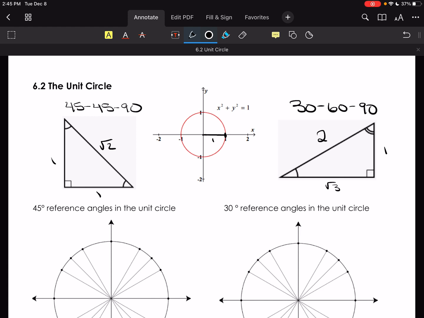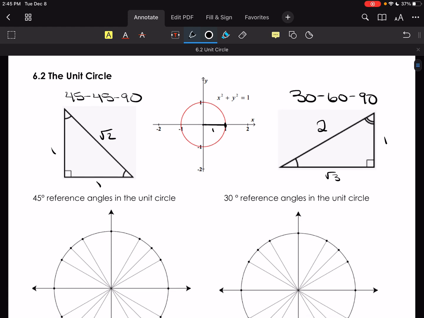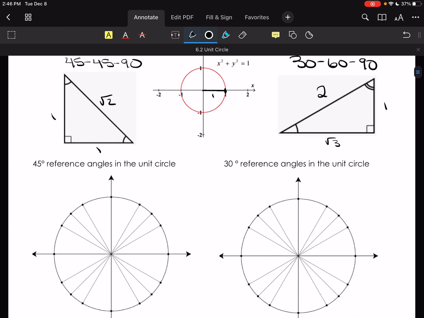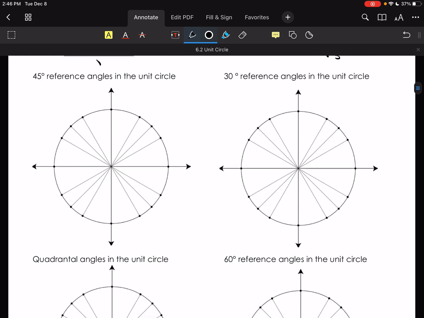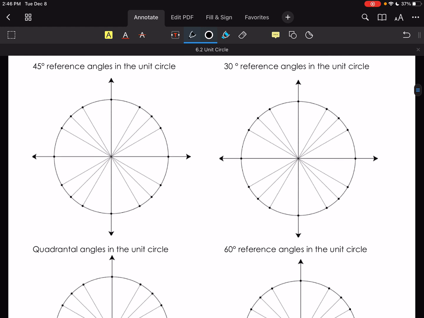Now, in order to use these special triangles inside of my unit circle, right, I need to make the hypotenuse equal to 1. And after we talk about the different reference angles here, we're going to talk about changing that hypotenuse to 1 and what that would ultimately look like for my side lengths. So, starting off here with my 45-degree reference angle.